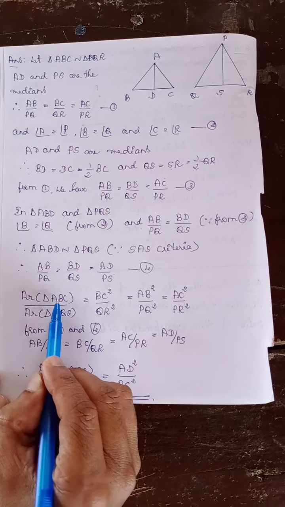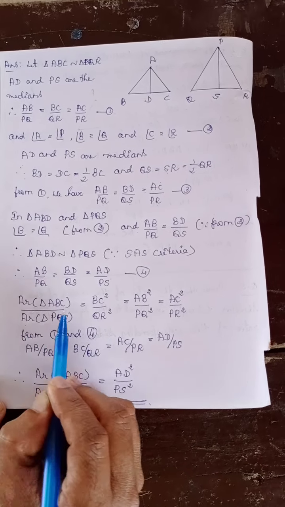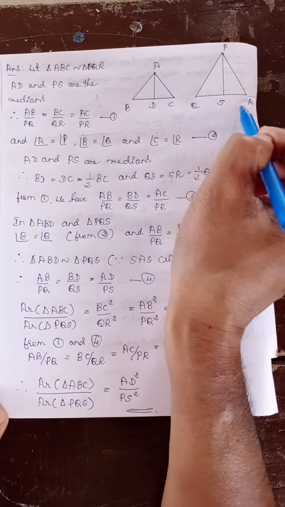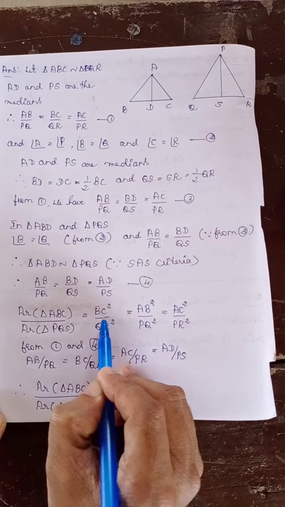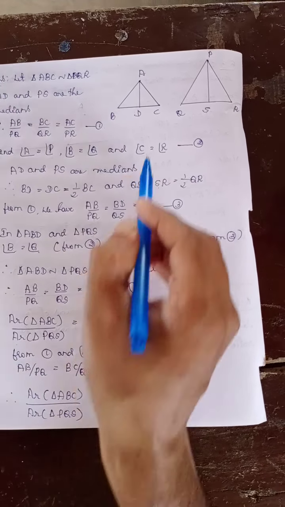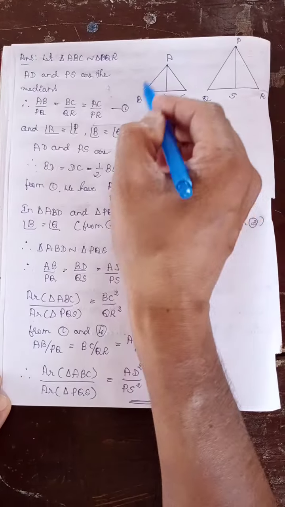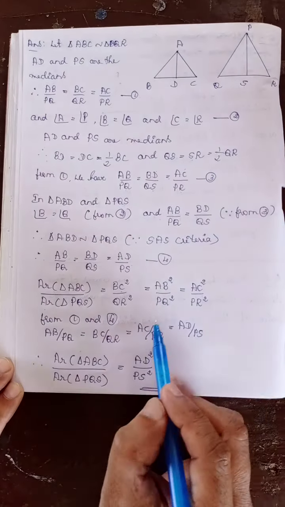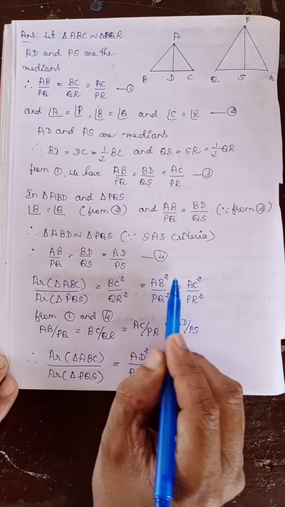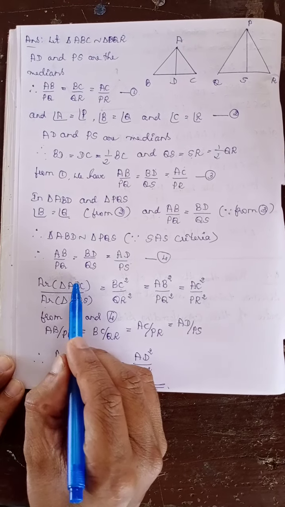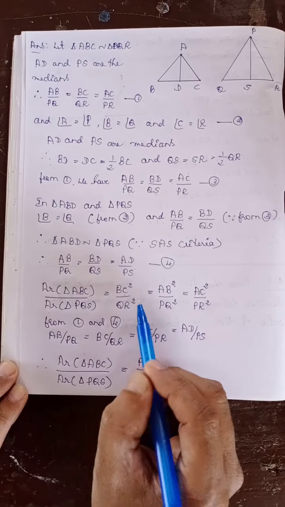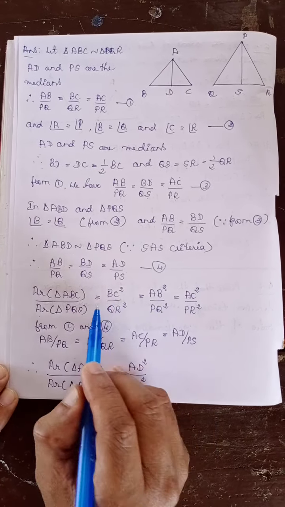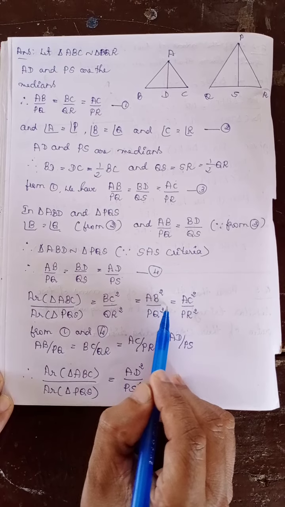Now the area of triangle ABC divided by the area of triangle PQR is equal to BC square by QR square, which is equal to AB square by PQ square, which is equal to AC square by PR square. This we have proved in the theorem: the ratio of the areas of similar triangles is equal to the square of the ratio of their corresponding sides. That we have written here.